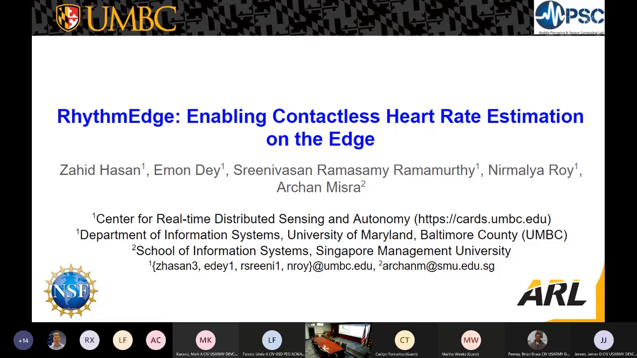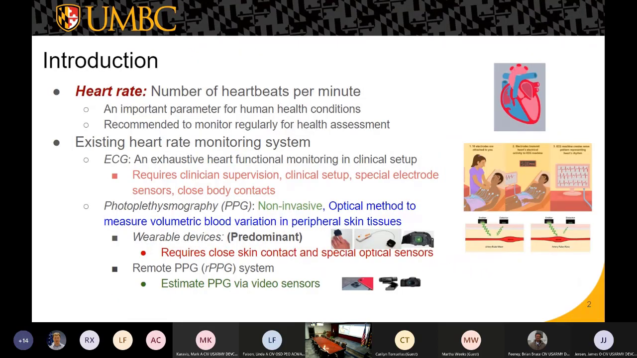So today I'll present one of our recent works, RhythmS, where we try to extract heart rate from video. This work has been a collaboration with our lab mate Imonde, Srinivasan Ramaswamy Ramamurthy, Dr. Nimal Roy, and Dr. Archana Mishra. This work has been supported by NSF, Professor Roy's NSF Career Grant, and DEVCOM-ARL funding. So, with further ado, I'll go back to our topic.